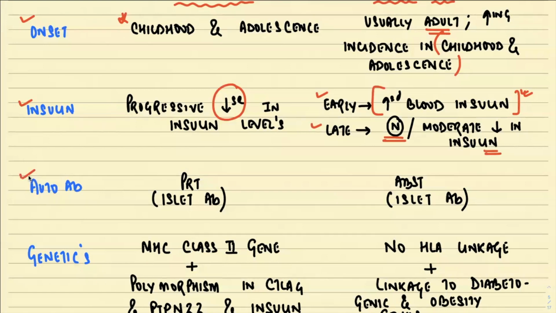Now, remember one thing: in type 1 diabetes mellitus, the major pathogenesis is autoimmunity. The body itself is destroying the pancreatic islet cells, so autoantibodies against the islet antigens are present. What antibodies are present, we will discuss in detail when we read the pathogenesis. Whereas these autoantibodies are absent in type 2, so autoimmune etiology is only there in type 1 diabetes mellitus.